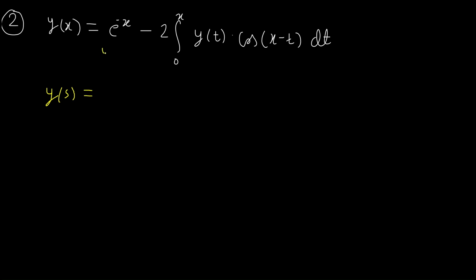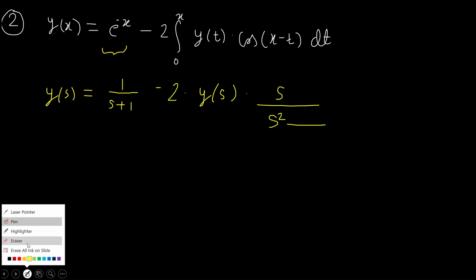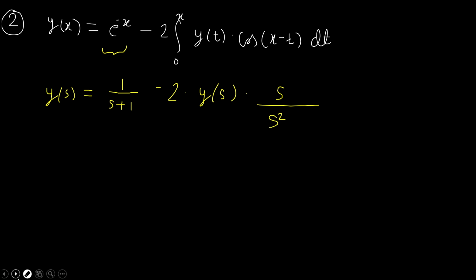Now Laplace of this will be 1 upon s plus 1, minus 2 times of this. Laplace of this will be Y of s, times this. Laplace of cos of t is s upon s square plus 1.